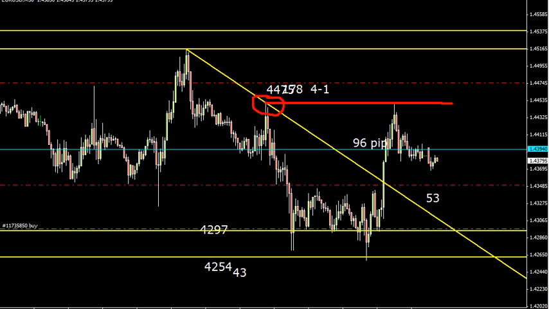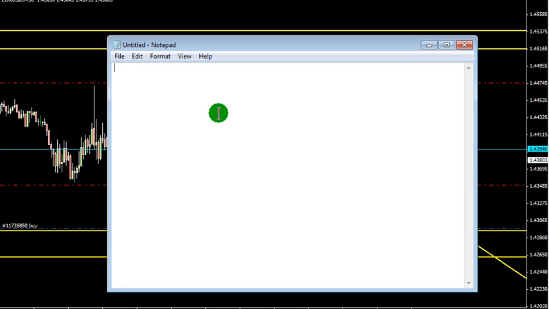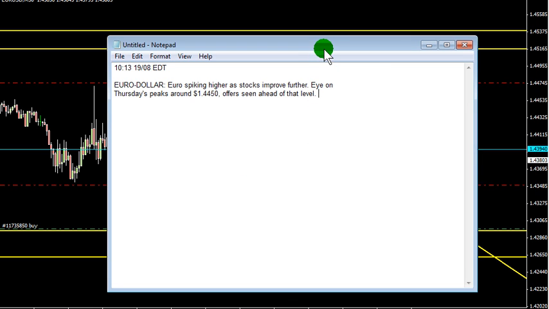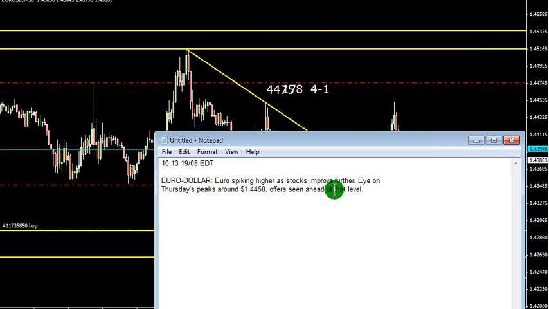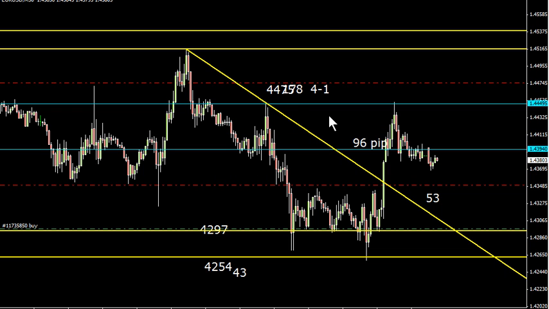Now, if I had been around, I would have noticed a few things. Let me just bring this out for you here. So this is what I'd gotten when I had returned home. I had seen this. The euro-dollar spiking higher, stocks improve. On the Thursday's peak around 44.50. Offers seen ahead of that level, right? So there was orders to buy the market, sell the market in this area right here, which I had already known that there'd be orders in this area. What I wanted to see was the spike up, take them out, fill the orders that are sitting up in this area, and drop down.